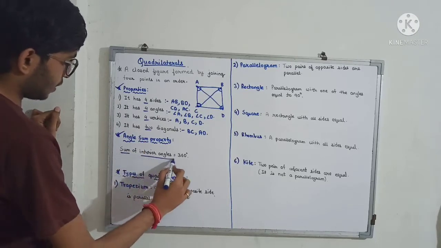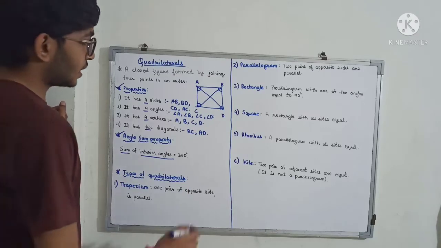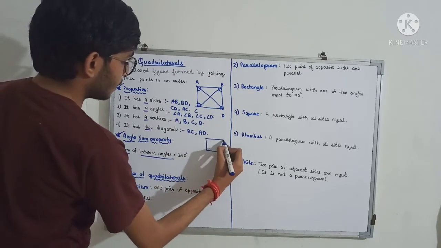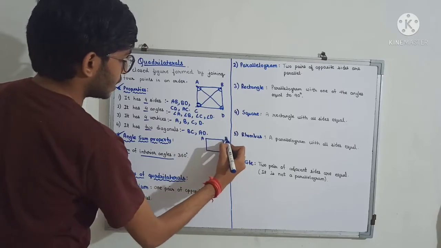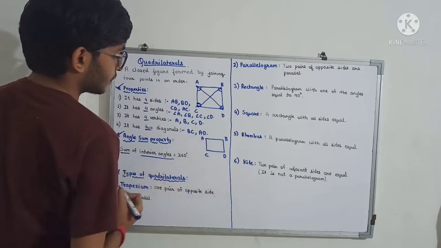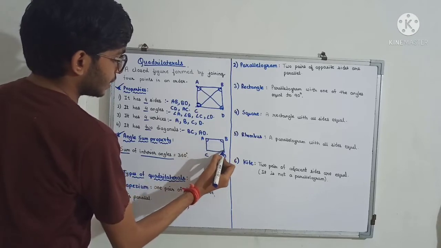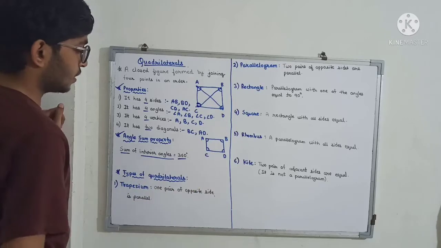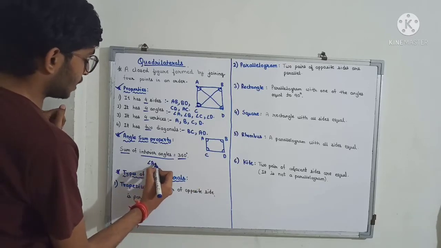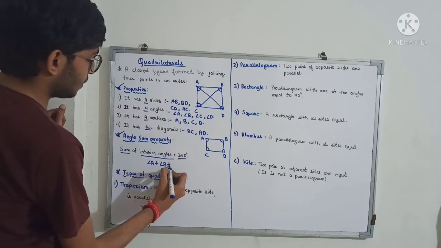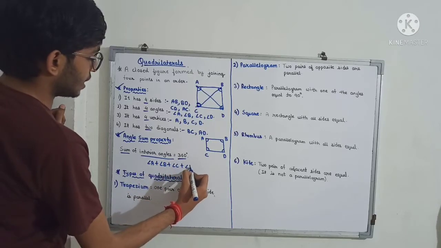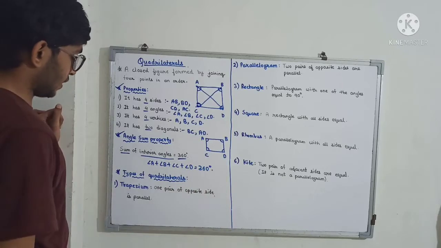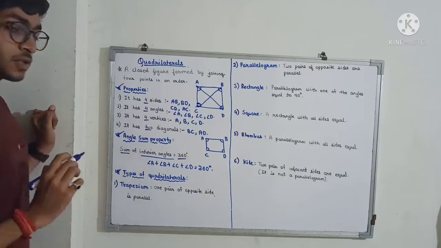Now next comes angle sum property. Angle sum property means the sum of interior angles. Now which are interior angles? The angles inside the quadrilateral. Let us assume this quadrilateral A, B, C and D. Now when we add up angle A, angle B, angle C, angle D, we get an answer equal to 360. So we can write angle A plus angle B plus angle C plus angle D equals 360 degrees.